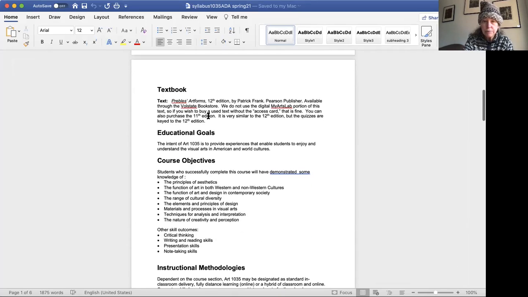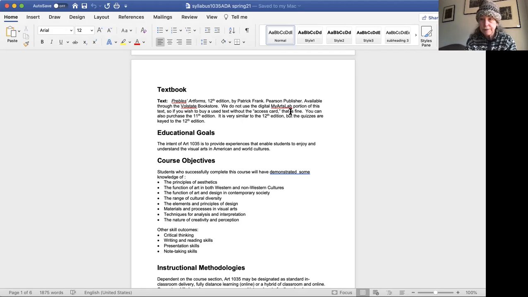Now, it's important to buy the textbook. A lot of times people try to postpone buying the text, or they decide not to buy the text. That would be a huge mistake for this course. You absolutely do need the text. So go ahead and buy that as soon as possible. You don't need the digital My Arts Lab part of the text. So if you just want to buy used text without an access card, that's fine. In fact, the access card has always been a huge problem. So if you can get the hard copy, I think you'll be happier with that than with a digital text.